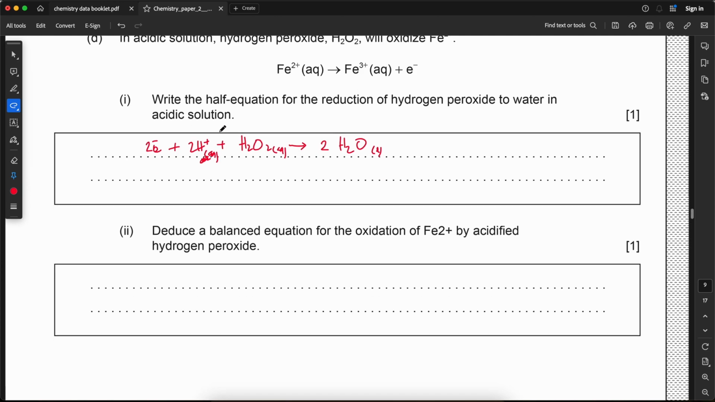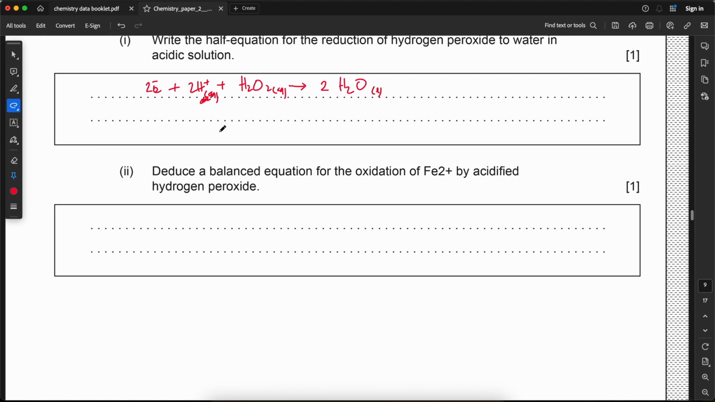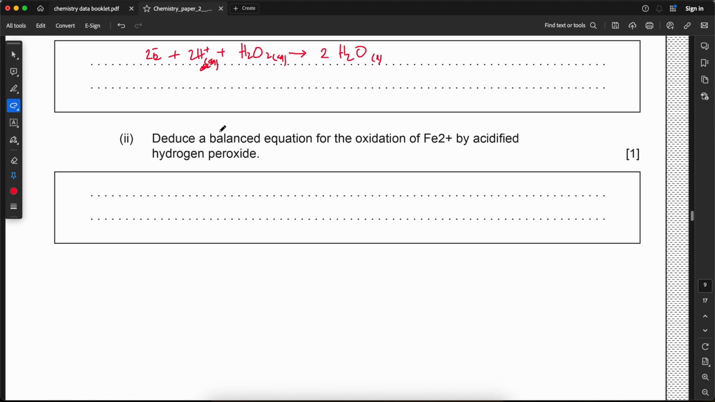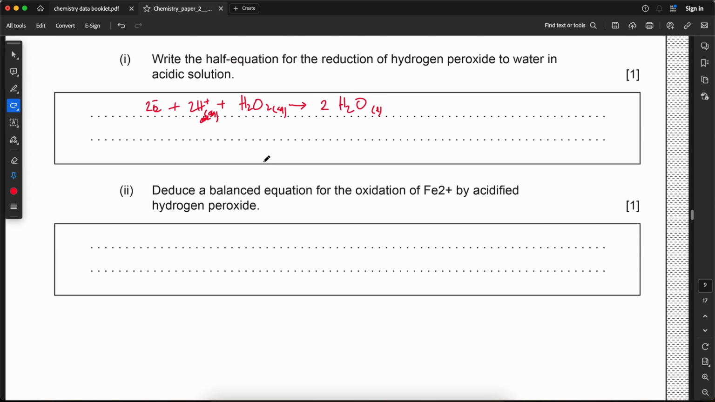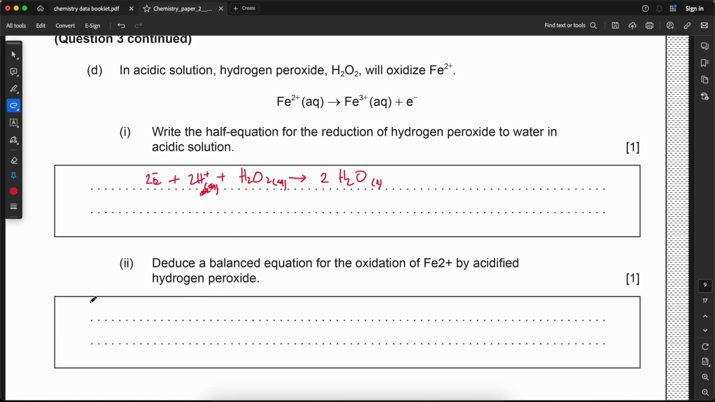Deduce a balanced equation for the oxidation of Fe2+ by acidified hydrogen peroxide. Okay, so from the first one here, Fe2+ aqueous produces Fe3+ aqueous plus electron, and the second one: 2 electron plus 2H+ aqueous plus H2O2 aqueous becomes 2H2O liquid.